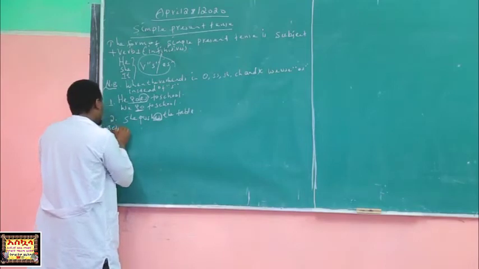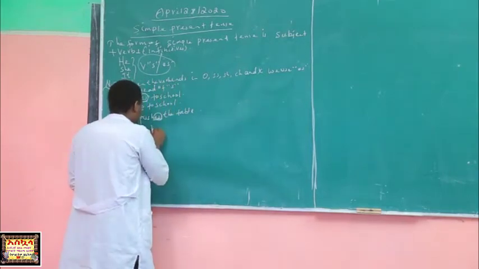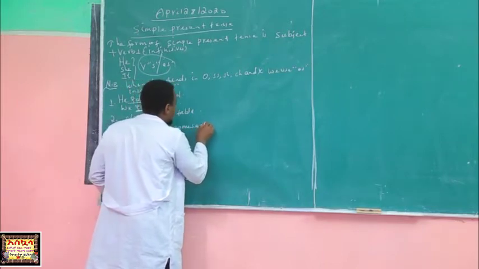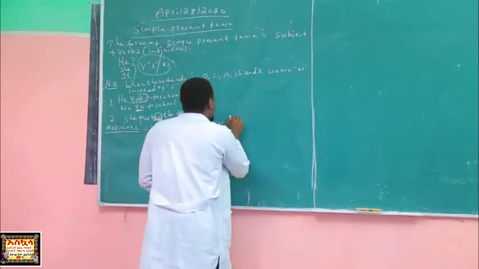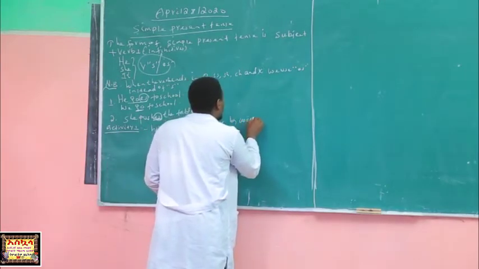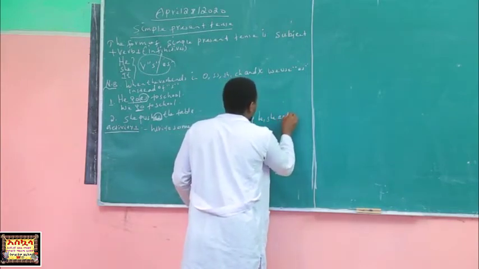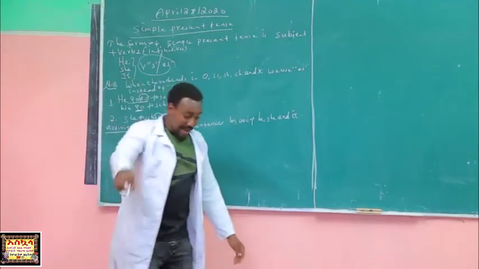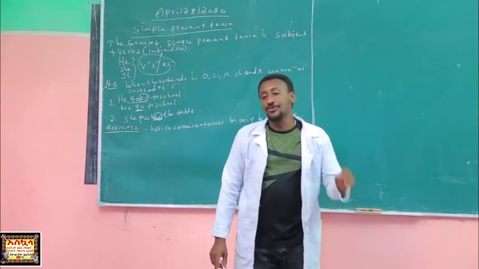Activity 1 for today. Write some sentences by using he, she, and it. That is the first activity for you. Parents, help your students, help your children to do the activity.